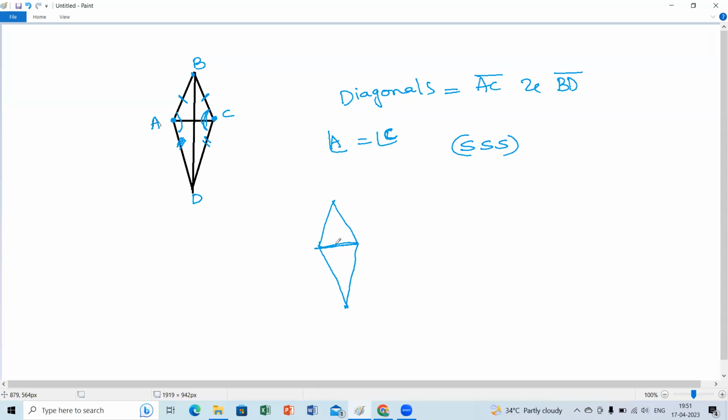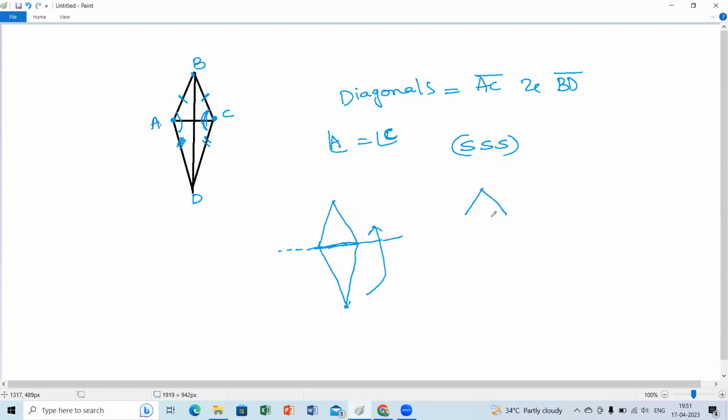Ma'am, if AB and BC were the same length, then maybe. But if I cut along this and fold like that, does this triangle completely cover this triangle or not? Is it exactly matching? No. That's why these two are not congruent.